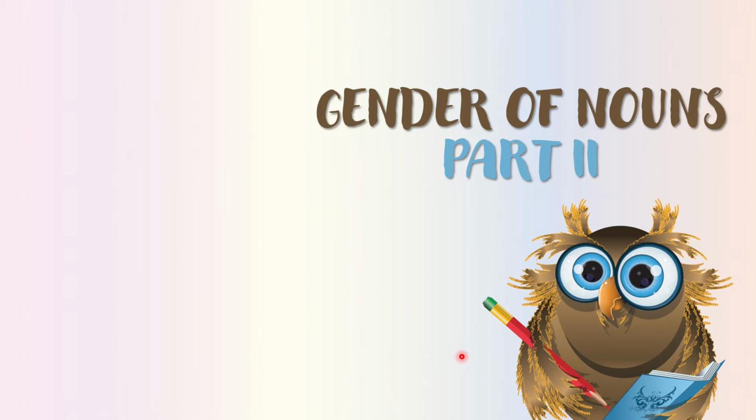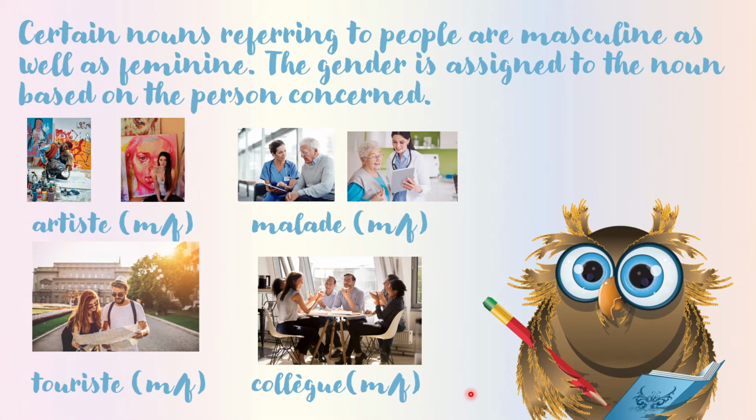Welcome to the second part of gender of nouns. In the first part, we've just introduced the concept of gender to nouns and we've seen some of the basic rules, that is the ESIO and TION rule and the exceptions to that rule. Now let's get into a little bit more detail about these genders.